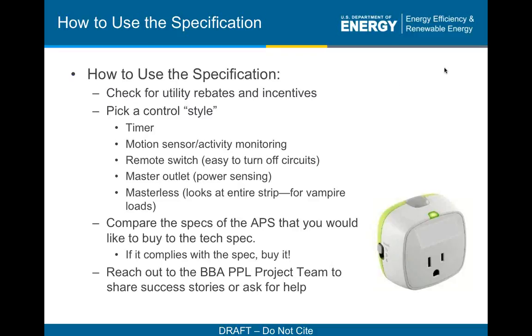So in summary, here's the workflow for how to use the specification. First, check for utility rebates and incentives. Marta will explain that we have a resource dedicated to this that you can use for free. Second, you want to pick a control style that is most appropriate for your equipment and building type, and these are all explained in the tech spec. Third, compare the specs of the actual product, the advanced power strip, to the technical specification and see if they meet those requirements. And lastly, feel free to reach out to the Better Buildings Alliance Plug and Process Load technical team to share success stories or even ask for help.